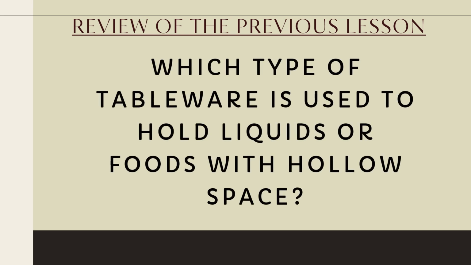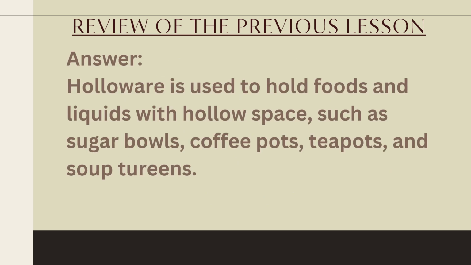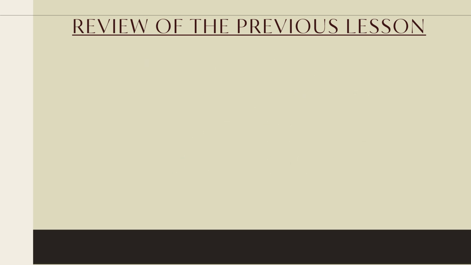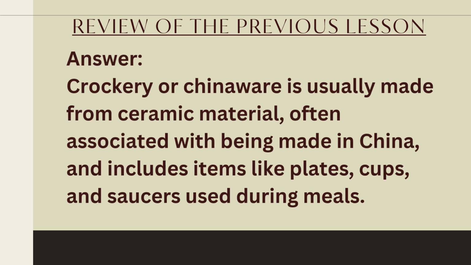Which type of tableware is used to hold liquids or foods with hollow space? Answer: hollowware is used to hold foods and liquids with hollow space, such as sugar bowls, coffee pots, teapots, and soup tureens. What material is typically used to make crockery or chinaware? Crockery or chinaware is usually made from ceramic material, often associated with being made in China, and includes items like plates, cups, and saucers used during meals.